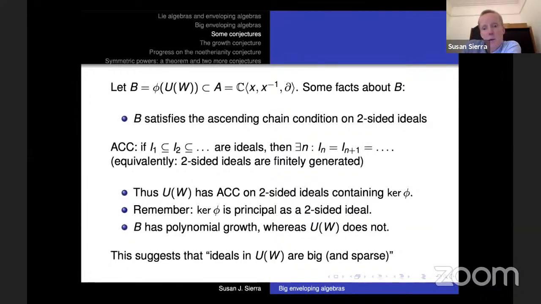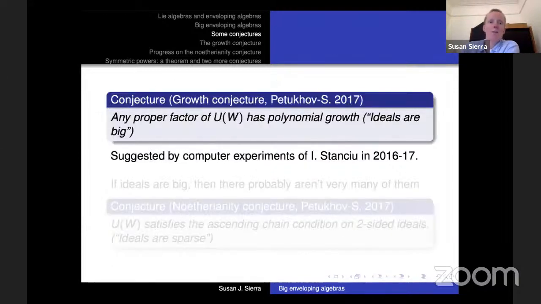Let me say a bit more about what I mean by that. First of all, something that I'll call the growth conjecture. Both these conjectures were made in a paper of mine with Alexei Petukov in 2017.